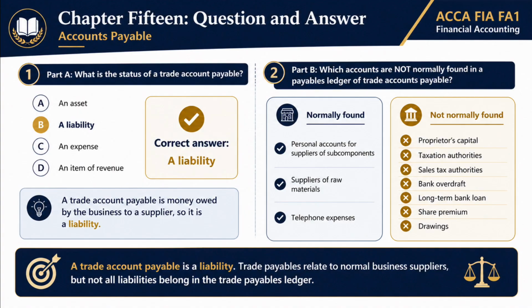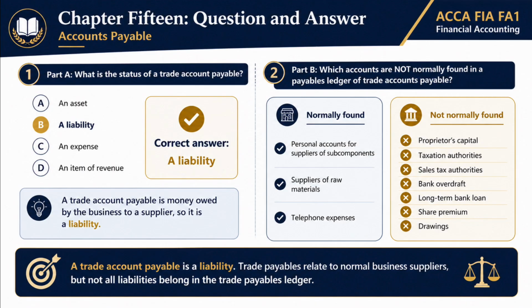Part A, Status of a Trade Account Payable. The question asks, what is the status of a trade account payable in the accounts of a business? The correct answer is option 2, a liability. A trade account payable means the business owes money to a supplier.